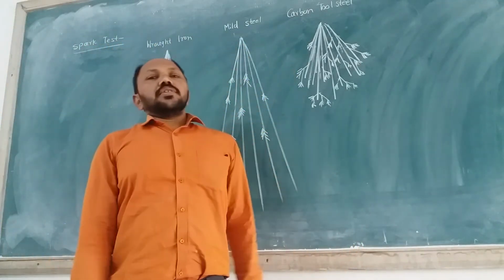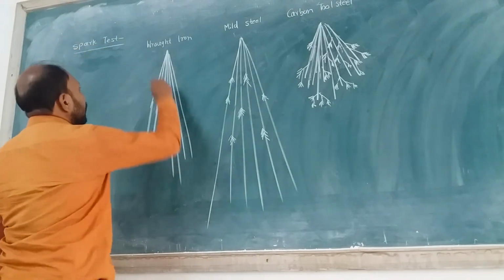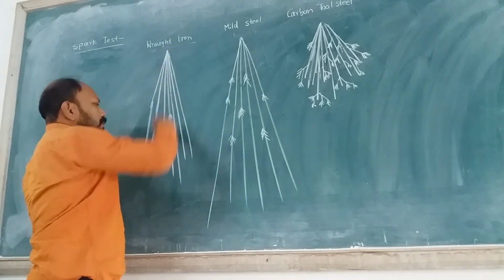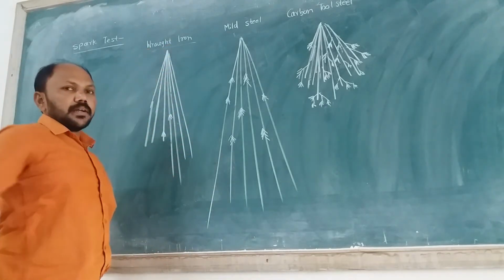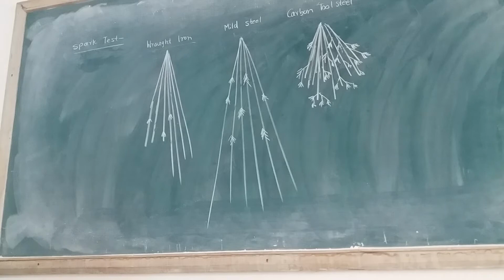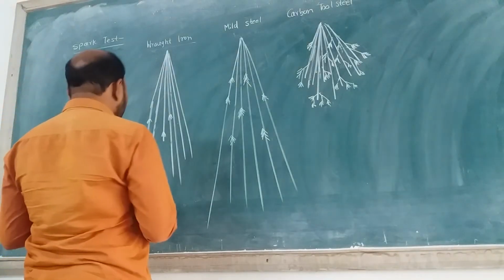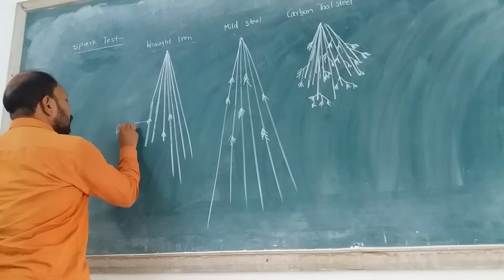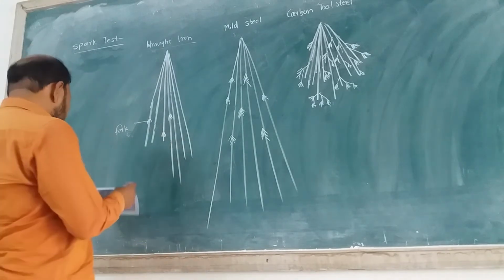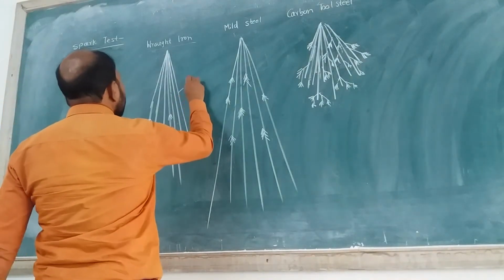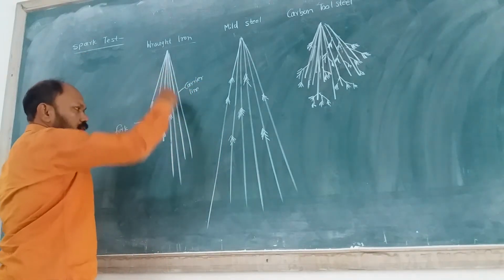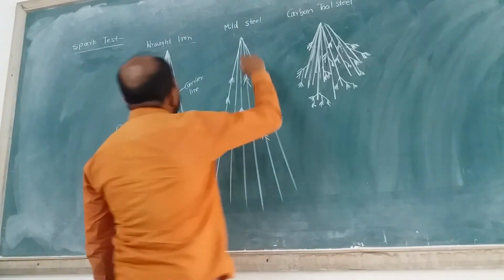Now, if we see the three different materials, like if we take the wrought iron, then we'll see the length of these parts becomes maximum. And if we observe this fork, the fork becomes minimum in number. And if I see these carrier lines, these carrier lines are long in length as compared to wrought iron.